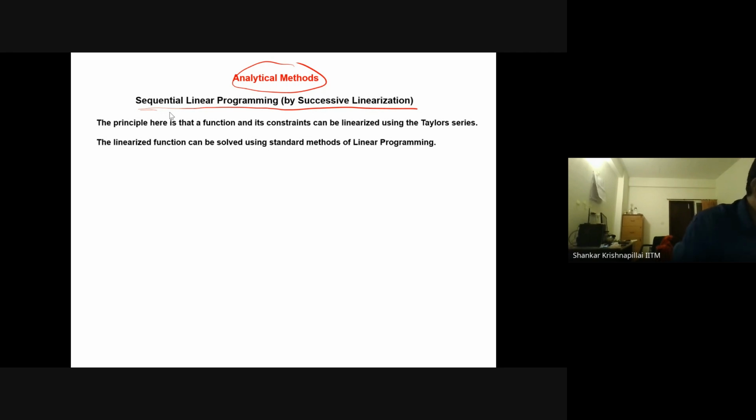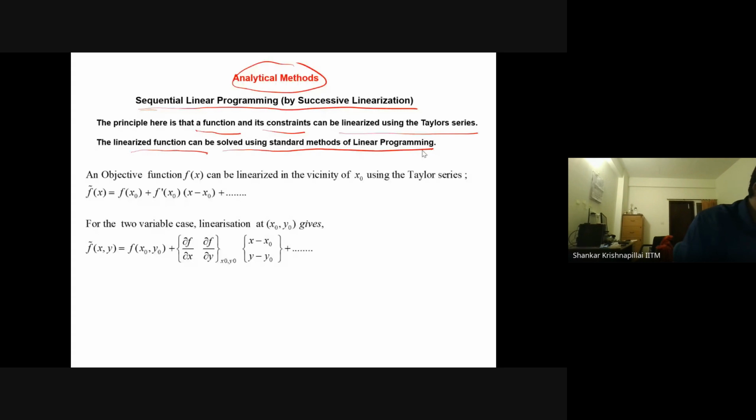The principle is that the objective function and the constraints are linearized using the Taylor series at the given starting point, and the linearized function can be solved using the standard method of linear programming. Now you already studied how to solve linear programming. So basically the method is that if you have an objective function f of x, it can be converted to linear form in the vicinity of x naught using the Taylor series.